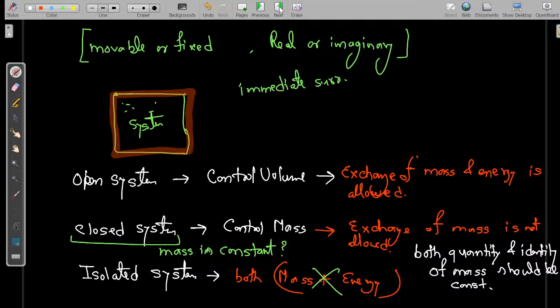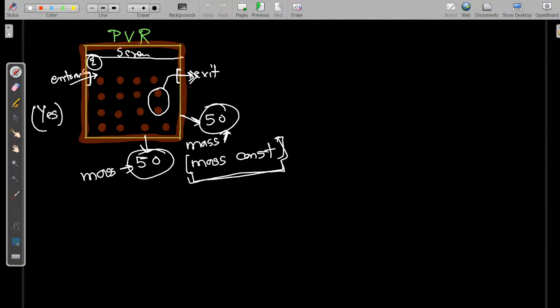मतलब क्या हुआ क्वांटिटी और आइडेंटिटी का? आइडेंटिटी मीन्स whatever mass was initially inside this system, that same mass should be at the last, till the last. आ रहा है समझ में क्या हो रहा? जो सिस्टम के अंदर मास है वो चेंज नहीं होना चाहिए.